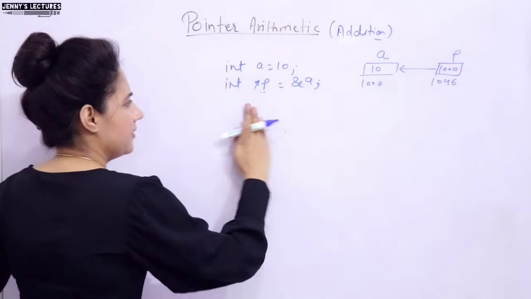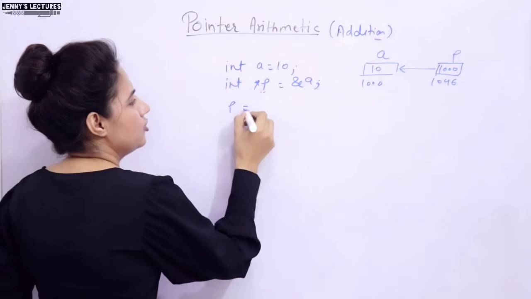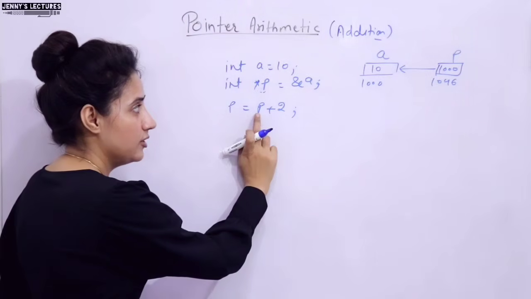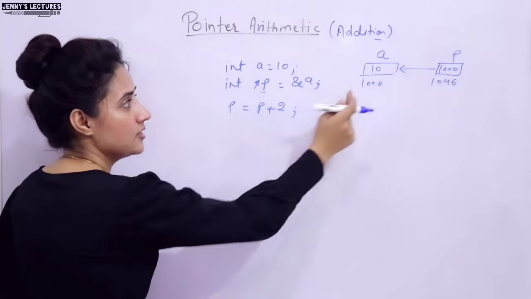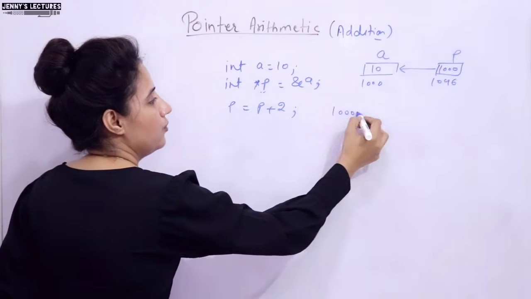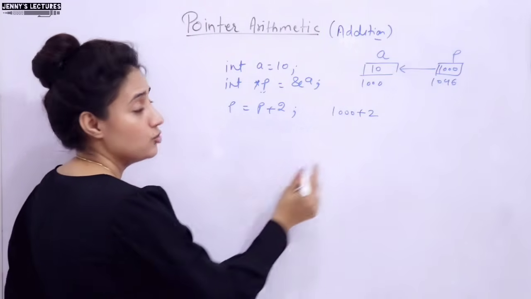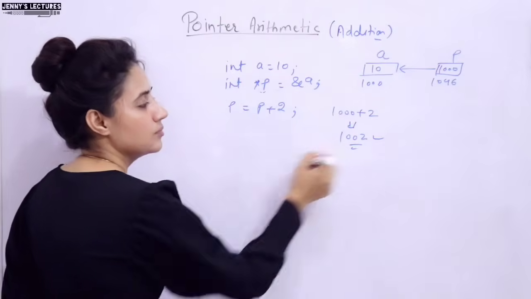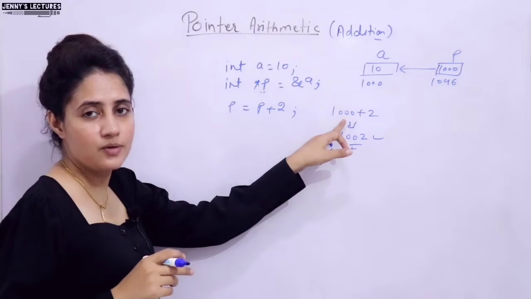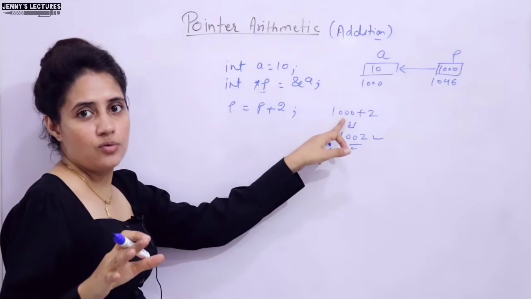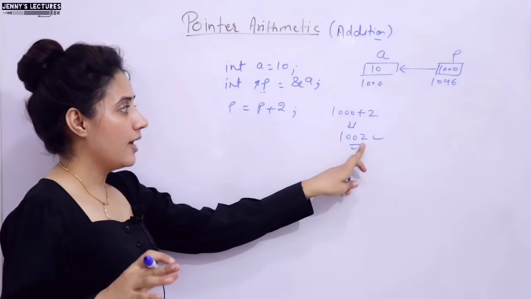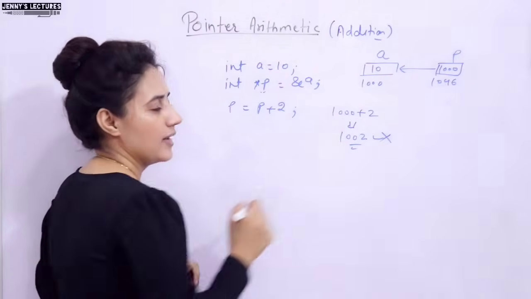Suppose I say p = p + 2. Here p is a pointer variable, so what does the pointer variable contain? The value is 1000, because it contains the address of a. If you add 2, many students think the answer would be 1002. Obviously this 1000 is just for simplicity; it would actually be in hexadecimal form, or any unsigned integer value. We will see that when we run this program. So I guess you are thinking it would be 1002, but no, this is not correct.